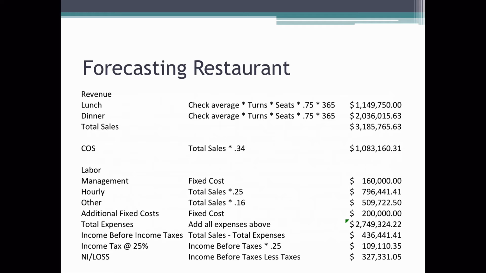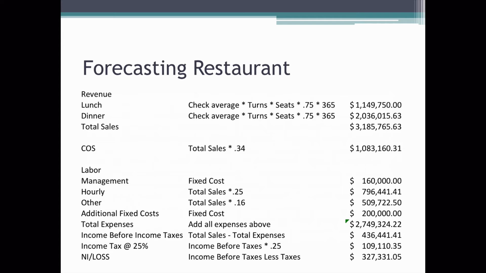Now we do our cost of sales, and our percentages are always our percentage of sales. So we're going to take total sales and multiply it by 0.34, and we get $1,083,160 and change. And then we do our labor and our management. We had fixed costs of $160,000. We have our hourly labor, which was 25% of sales, which is almost $800,000. So we just took our total sales and multiplied it by 0.25. Our other was 16%, so we take our total sales and multiply it by 0.16.